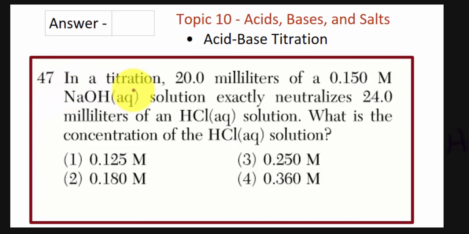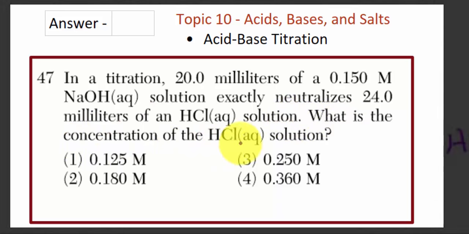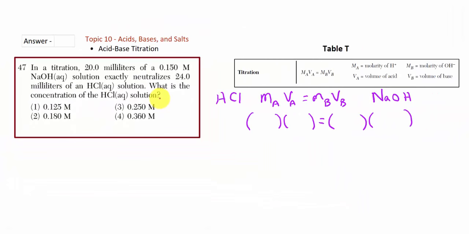In a titration, 20 milliliters of a 0.15 molar sodium hydroxide solution exactly neutralizes 24 milliliters of an HCl aqueous solution, that's hydrochloric acid. What is the concentration of the hydrochloric acid solution? This is a typical titration calculation, so we'll use the equation. Molarity of the acid times volume of the acid equals molarity of the base times the volume of the base. Hydrochloric acid is our acid, and sodium hydroxide being our base.